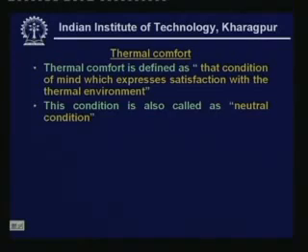Okay, we will also see that the thermal comfort requirements vary from person to person. Okay, so it is not really possible to satisfy all the occupants. Okay, so this I will discuss a little later. The condition of thermal comfort is also sometimes called neutral condition, even though strictly speaking they are not exactly the same. But as far as we are concerned, the thermal comfort or neutral condition mean the same thing.